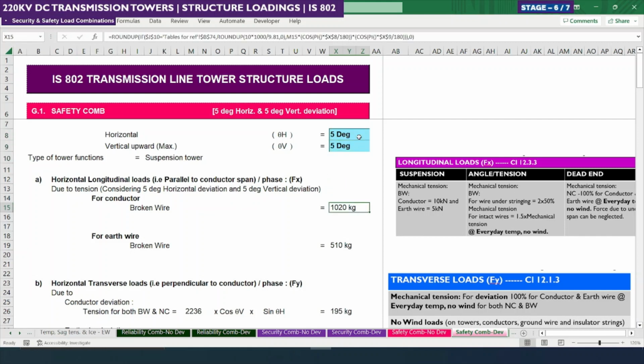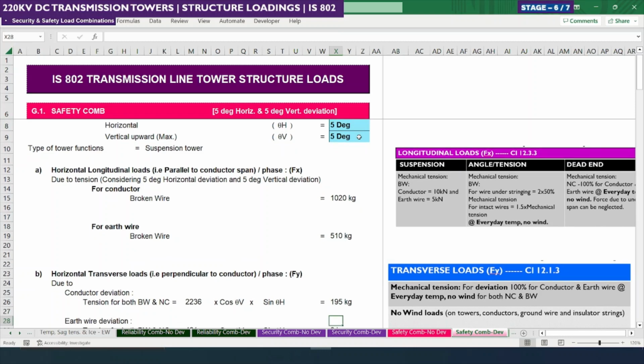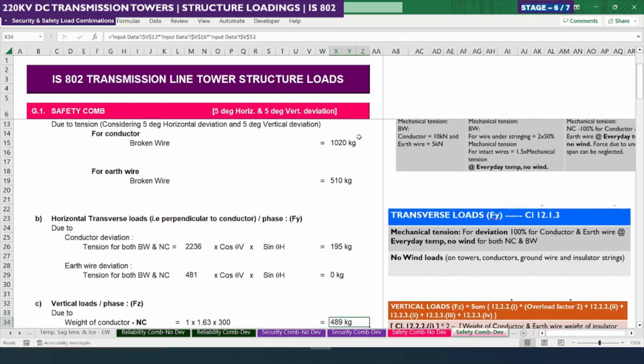Anyway, the broken wire condition for suspension tower remains the same, 10 kN and 5 kN we need to consider. Only for transverse load are we going to consider this deviation, as per the transverse load calculation mentioned in class 12.1.3. So in this we need to consider 100% of conductor and earth wire tensions at everyday temperature and no wind, for both broken wire condition and normal tension.